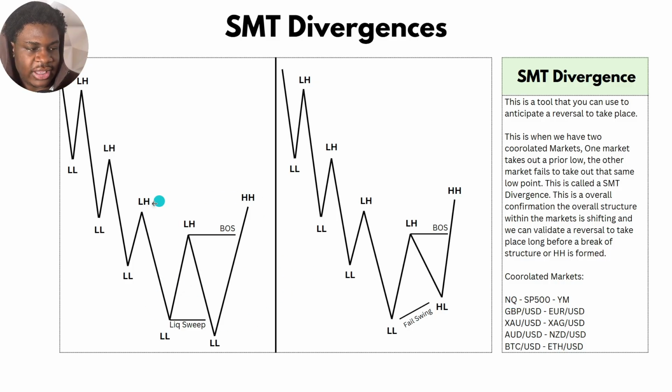So obviously, if you do see this pattern between the two correlated markets, let's say this is the NASDAQ taking out this previous low and then seeing this higher high, vice versa to the S&P, failing to take out that previous low, yet still creating that higher high. This is that SMT divergence. This would be our confirmation that price is most likely in a reversal state, and we can anticipate higher prices.